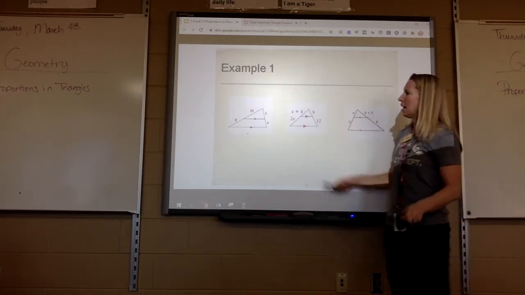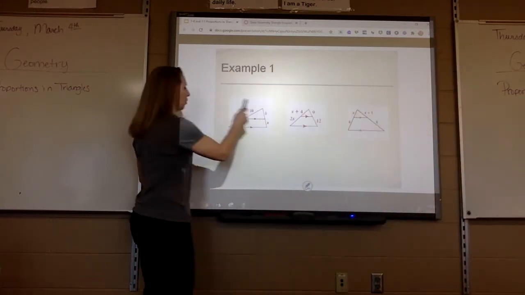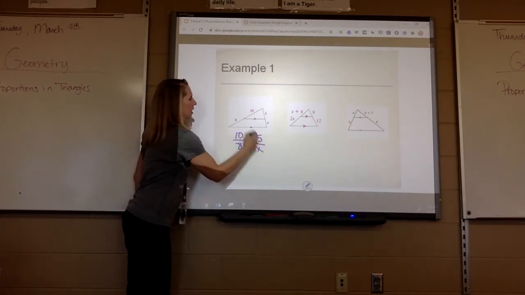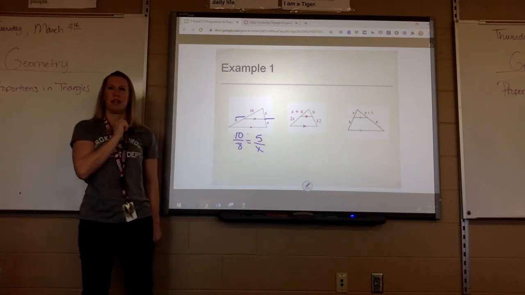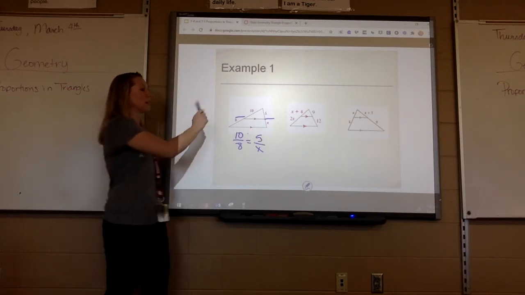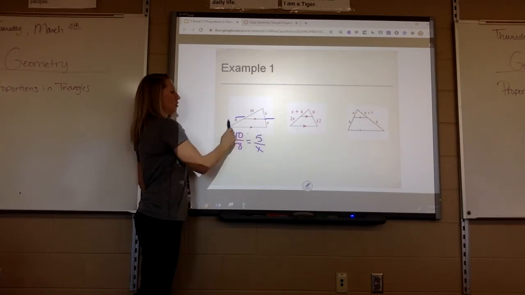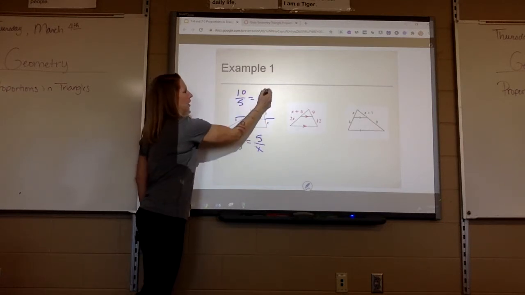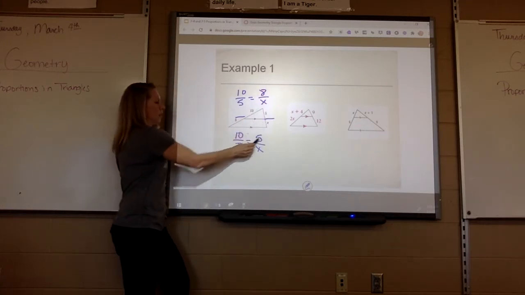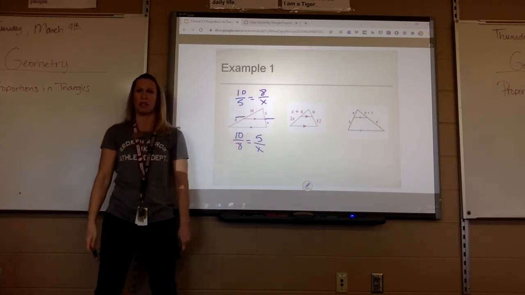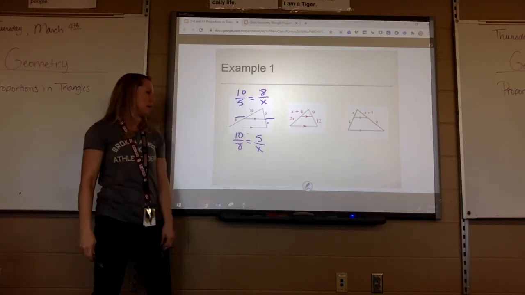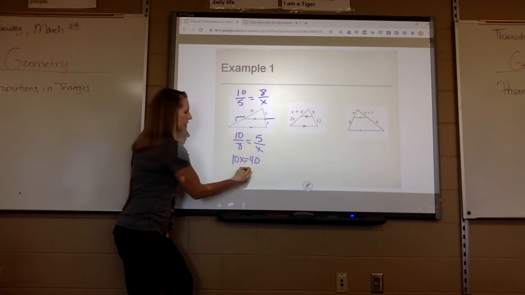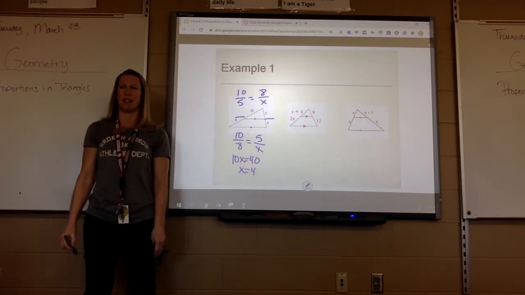So let's practice. How could I set up this proportion? 10 over 8, 5 over x. Do you see that proportion? You could also do it left to right: 10 over 5, 8 over x. Notice you're still multiplying the 8 and 5 and the 10 and x. So just do it the same both times. 10 times x is 10x, 8 times 5 is 40, divide by 10, 4. I like the side splitter theorem.